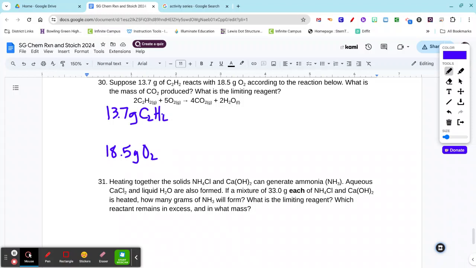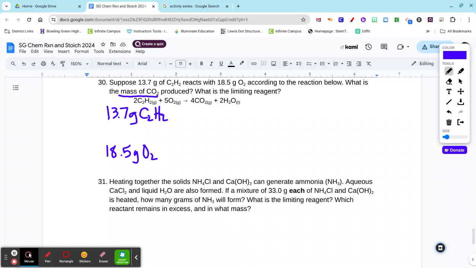Now, let's see what it's asking me to find. I like to continue reading because I could pick either product to go to for limiting reactant to see which one I make the least of. But in this case, it's asking me for the mass of CO2. So I don't need to go to water. That's just wasting my time. Okay, so I'm going to go to CO2 for both of these.